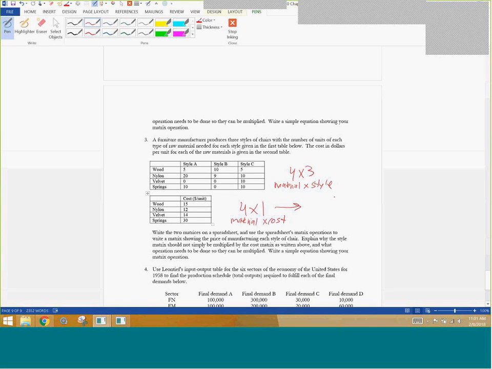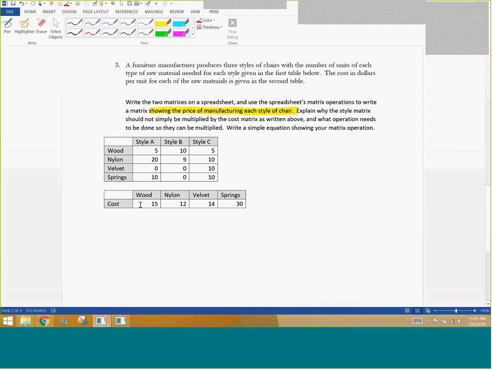Instead of a 4 by 1, as I typed it into Excel, I decided to type it in as a 1 by 4. Cost by material. See here, see how this now is a 1 by 4. Cost is the rows, material is the columns. And this one's a 4 by 3, material by style.